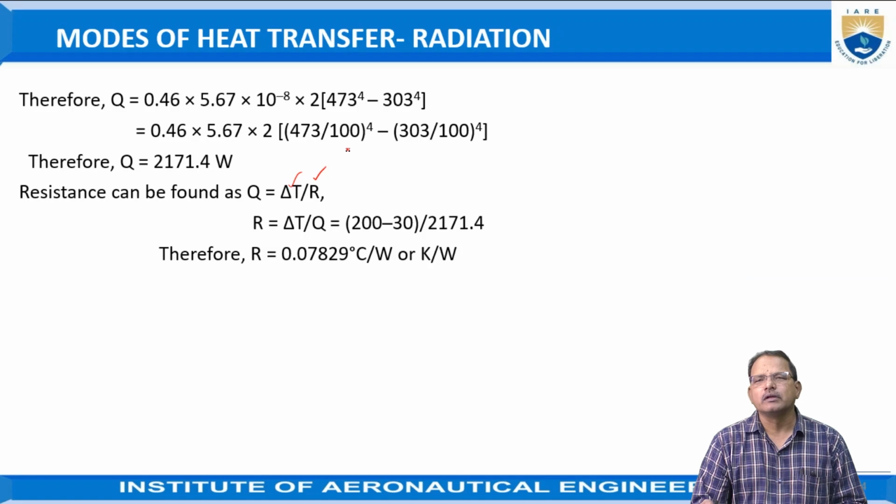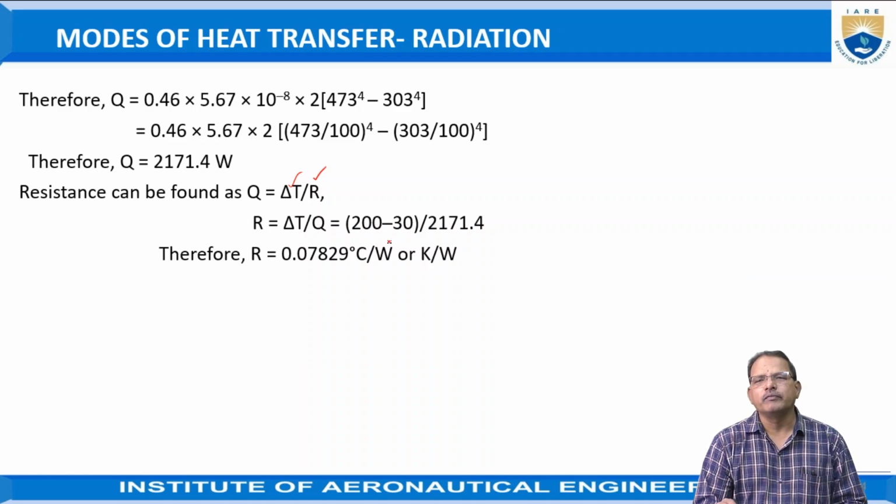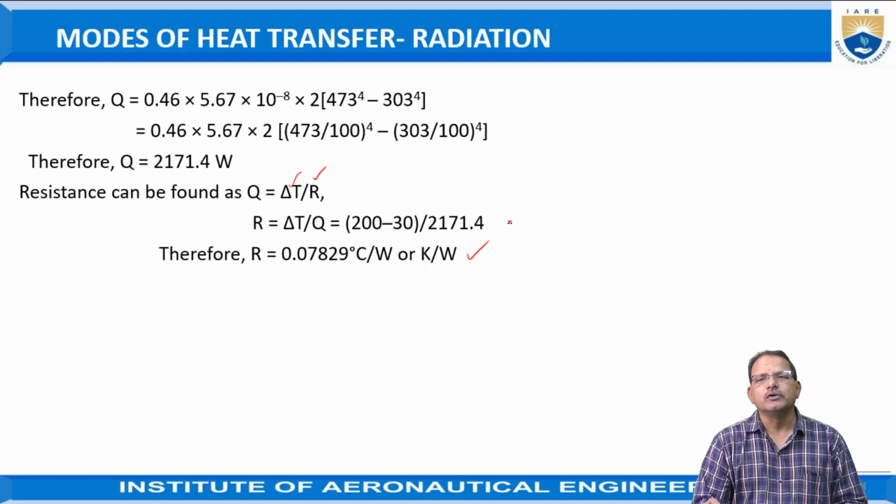Here ΔT is the change in temperature, which is equal to 200 − 30, divided by Q, the amount of heat energy flowing, which is equal to 2171.4. From this relationship we got R = 0.07829 degrees centigrade per watt.